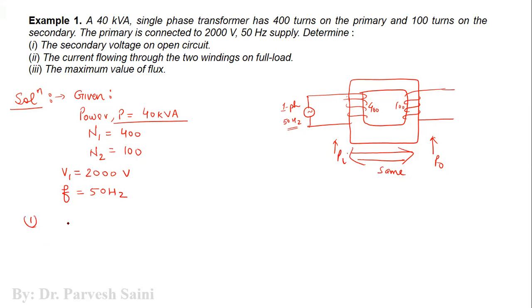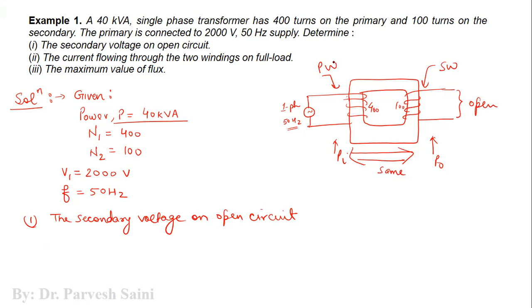So the first thing that we need to calculate is the secondary voltage on open circuit. This means that the secondary of the transformer is open. This is the secondary winding and this is the primary winding. The primary winding is the one where supply is connected and the secondary winding is the one where load is connected. So that means there is no load connected as of now. We need to calculate the voltage on the open circuit. So let V2 be the voltage on the open secondary.